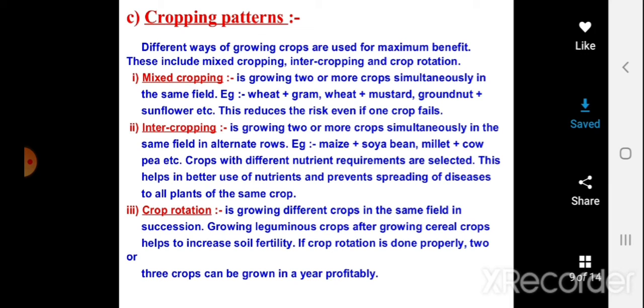Or 3 crops can be grown in the year for profitability. Like in winters they choose something, for summers they have some other plan, and for the monsoon they grow something else. So that way for all the 3 seasons they grow some crop or the other, and by selling it they can earn a profit the entire year.